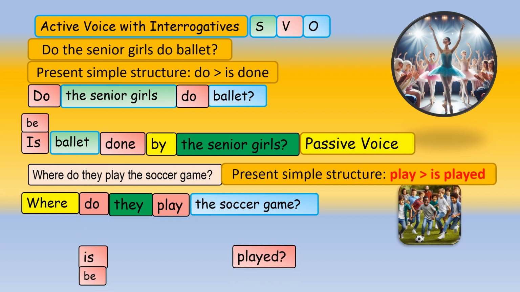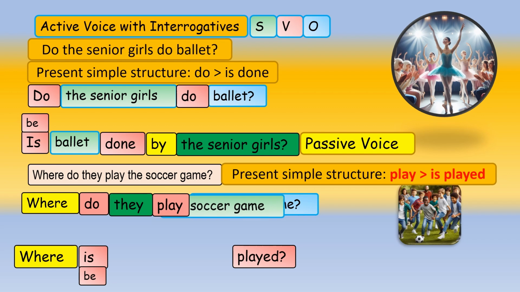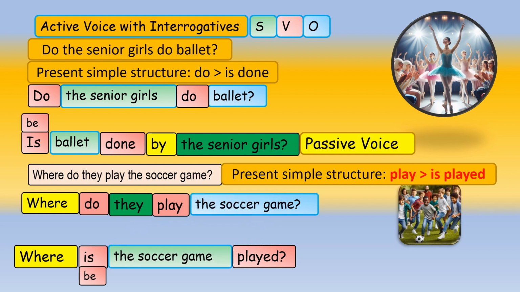So now we go passive. Our grammatical construction will be is played. Why? Because soccer game is a singular subject. So where is the soccer game played? That's the final answer. So where do they play the soccer game? In the active voice becomes, where is the soccer game played? End of active to passive.